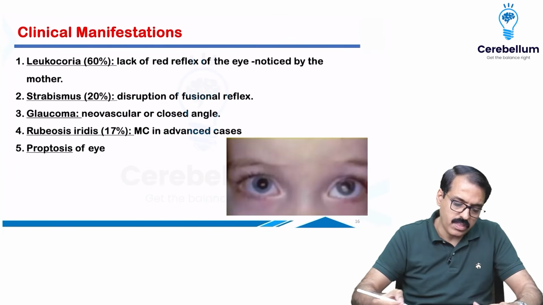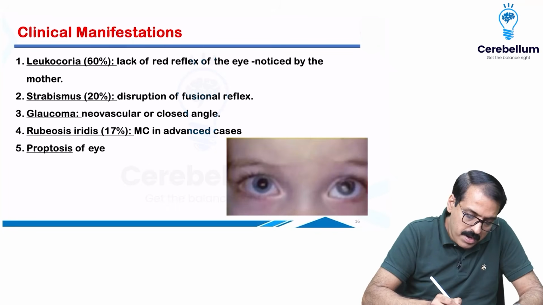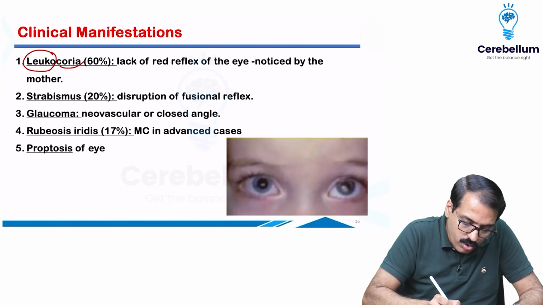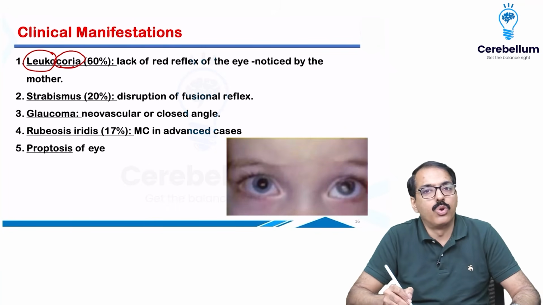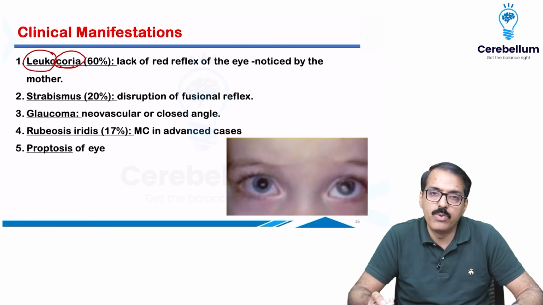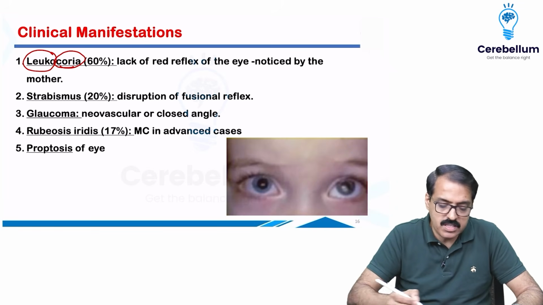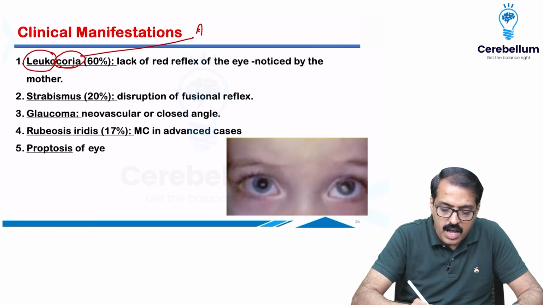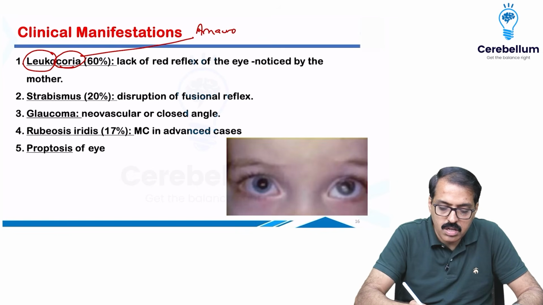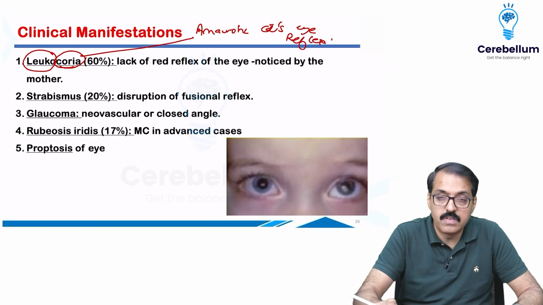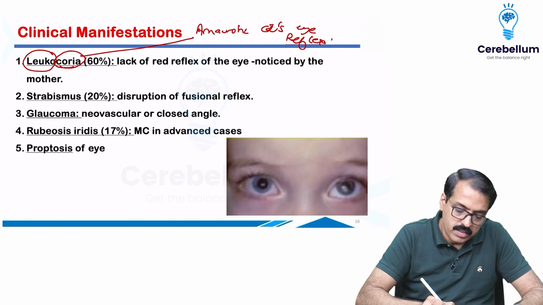Okay. What does the patient present with? Patient presents with leukocoria. What is leuko? Leuko is white. What is coria? Coria is pupil. So white pupillary reflex, also called as Amaurotic cat's eye reflex. This is with which the patient will present. That is the most common mode of presentation.